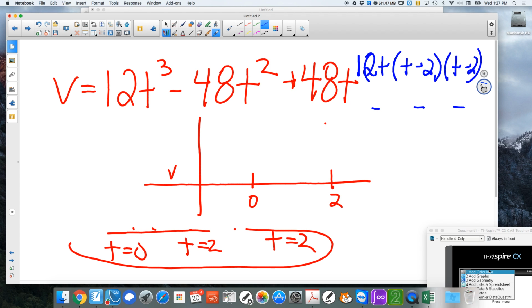Negative. Negative. Now, Peter, pick a number between 0 and 2. 1. Peter said 3, but 3's not right, so we're going to go with 1 instead. 1 to the second power is positive. 1 minus 2? Negative 1. Negative, or just make it positive. Positive. Good. Now, Peter, pick a number bigger than 2.